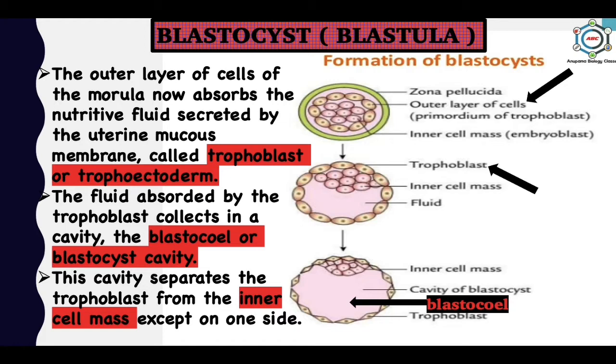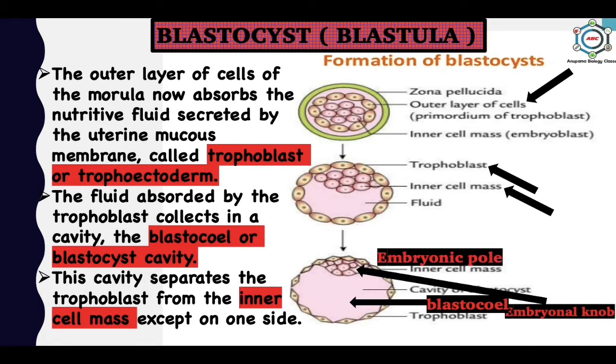So, as the quantity of fluid increases, the morula enlarges rapidly and assumes the shape of a cyst. It is called the blastocyst. Now, the inner cell mass looks like a small knob at a pole. This is known as the embryonal knob, and the pole on which the embryonal knob is present is called the embryonic or animal pole, and the opposite end is known as the abembryonic pole.